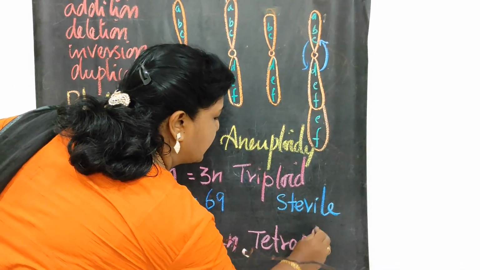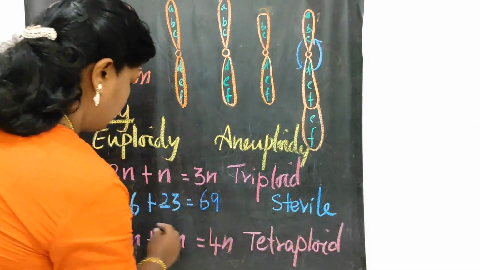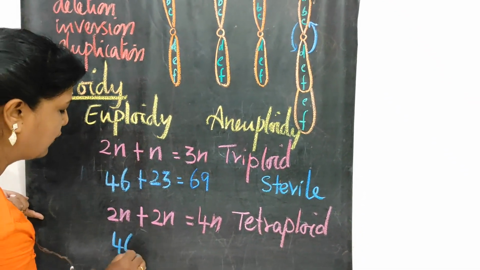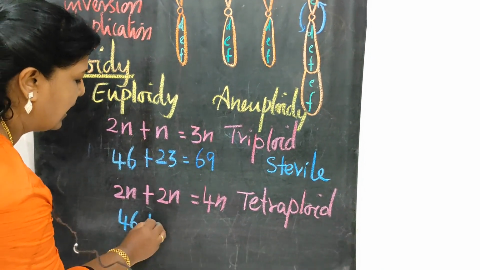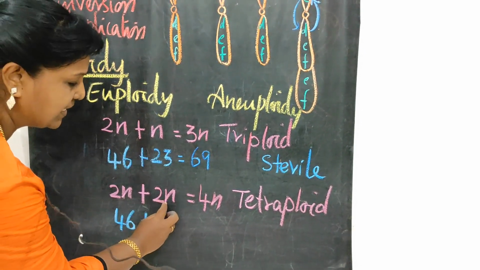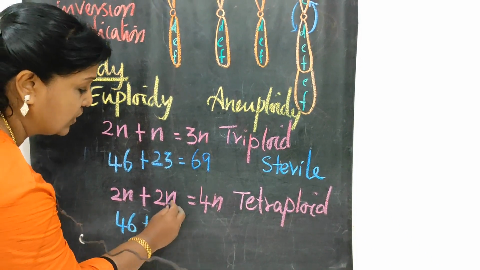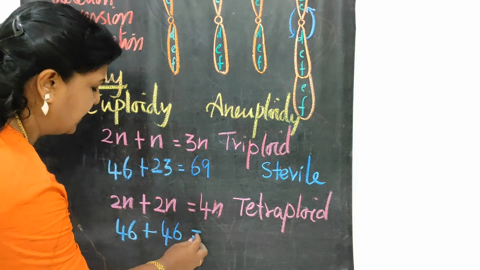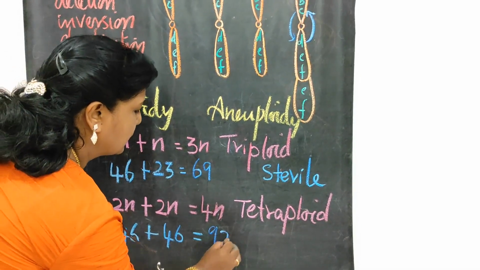Tetraploid. So see here, what's the normal chromosome number? 46. 2n, diploid chromosome is 46. Plus 2 haploid sets of chromosomes are added. So 23 plus 23, that is 46. So here we are getting 92.